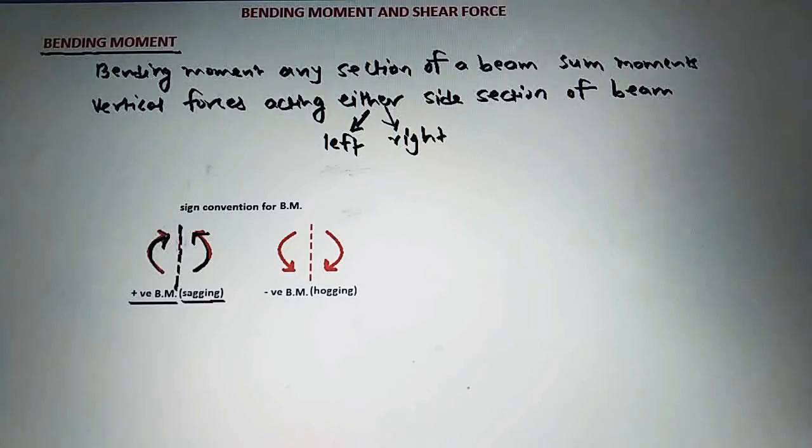Now see here again, if the moment of vertical force which is acting on the left side of a section is clockwise, or the moment of vertical force which is acting on the right side of a section is anti-clockwise, then the bending moment should be taken as positive, and this positive bending moment is called sagging bending moment.